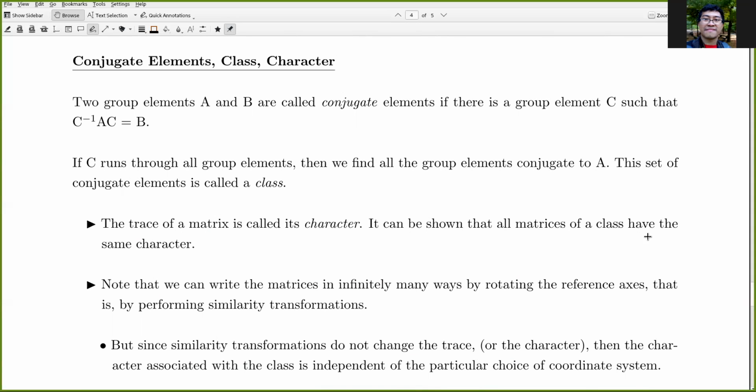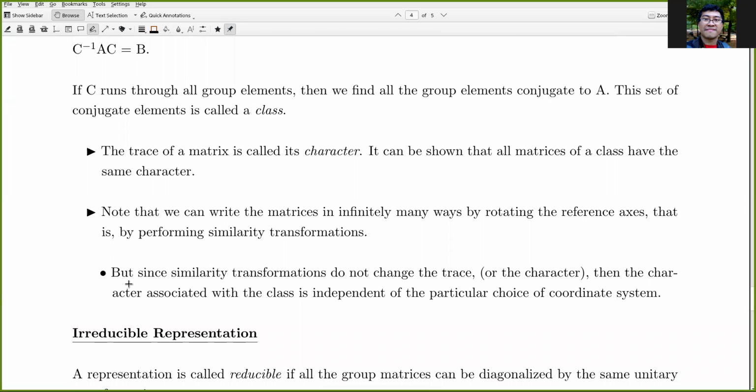It can be shown that all matrices of a class have the same character. Since we can write matrices in infinitely many ways, say we rotate the reference axis using a similarity transformation, just like what we did in the previous section. But since you can show that similarity transformations do not change the trace or the character, then the character associated with the class is independent of the choice of the coordinate system. So whatever coordinate system you choose, when you solve for the trace or the character, it's always the same for a certain class.